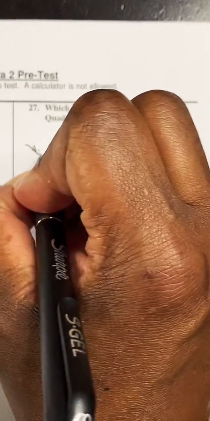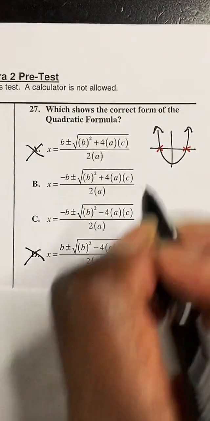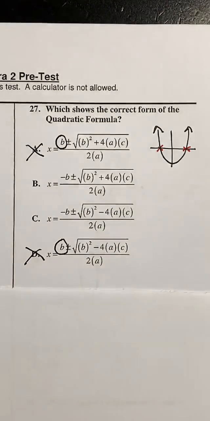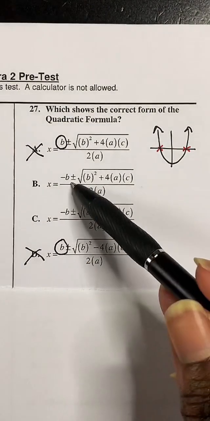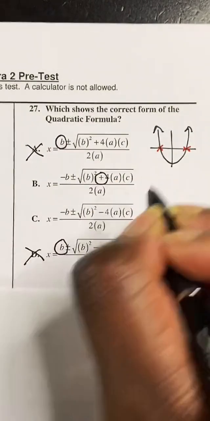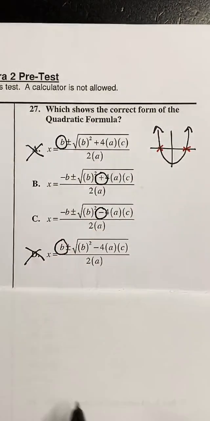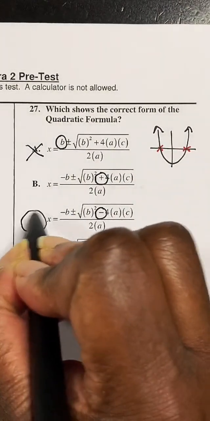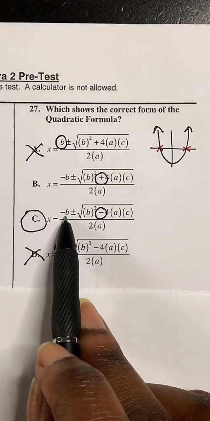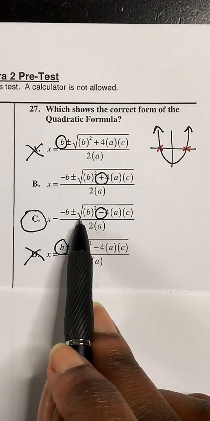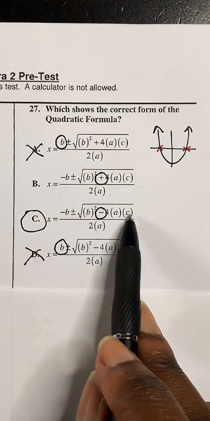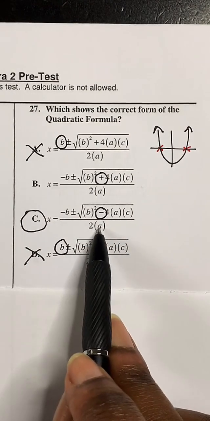Now, first, it always starts with a negative b. So that means A and D are out because they start with a positive b. Now, what's the difference between these two? This one has a plus sign, this one has a minus sign. The one that's correct is the one with the minus sign. So it's negative b plus or minus the square root of b squared minus 4ac all over 2a.